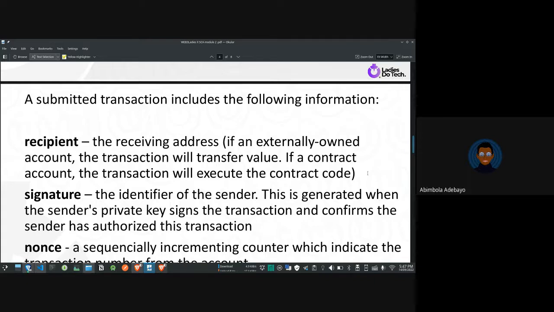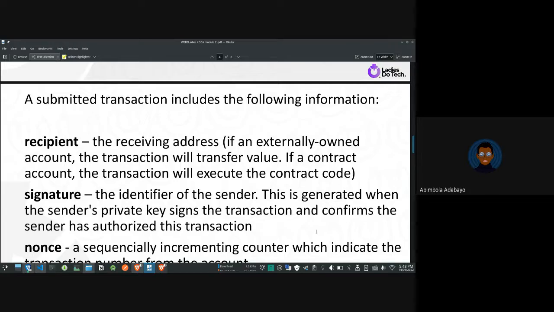Basically, look at it now. If the receiving address is an externally owned account, value will be transferred. That is the money, either the token or the Ether, will be transferred to the person. But if the recipient is contract code, a contract account, there has to be a function you call on the contract. That transaction will execute the code on the contract in relation to what you are sending.